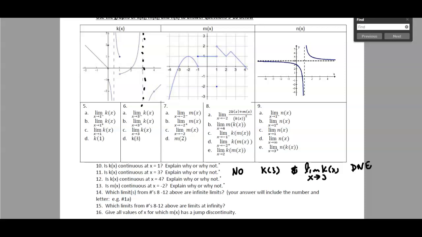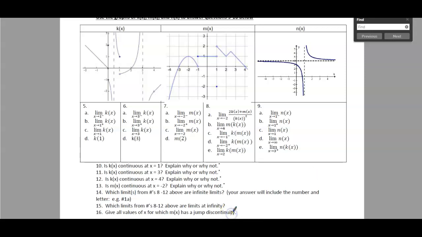Let's go ahead and take a look at number 12. Is k of x continuous at x equals 4? And the answer is no. We have a hole there. So why, though? The limit exists, but when you have a hole, that means the function doesn't exist. So k of 4 does not exist.